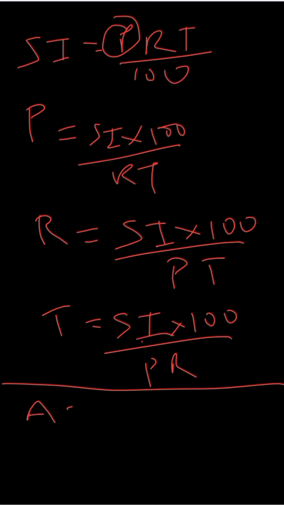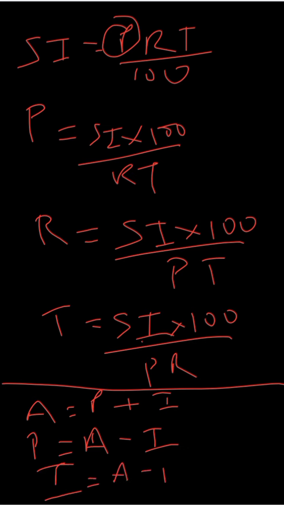The second formula is A equals P plus I. So if you are given amount and interest and you want to find principal, it is A minus I. If you want to find interest, it is A minus P. This much is the basic which you already know, I think, right? Now let us move to the next part.